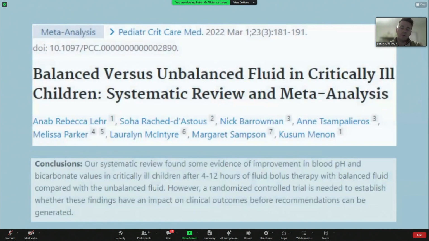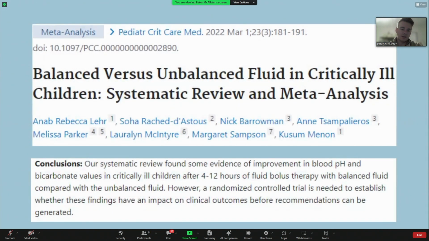And just one more paper before I bring this to a close. A systematic review in 2022 showed some evidence, again not significant, of improvement in blood pH and bicarb when using balanced versus unbalanced solutions. But what is the actual clinical benefit of this? Does this actually make a difference to the journey of that unwell child? Does it impact their mortality or morbidity? And the evidence is really out with regards to that at present.